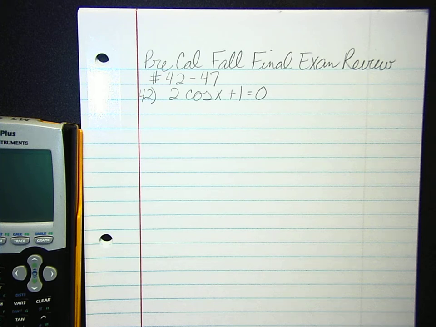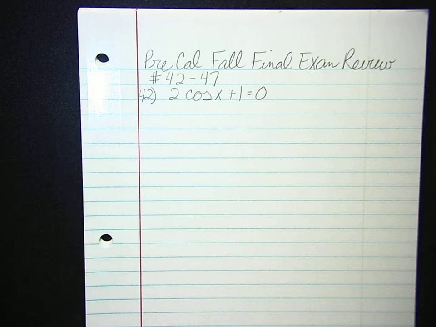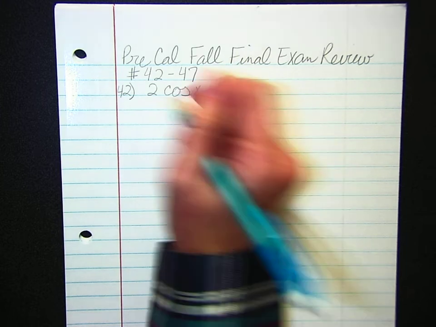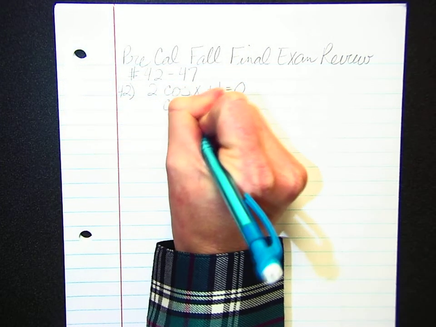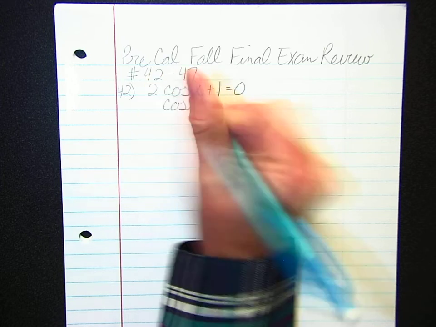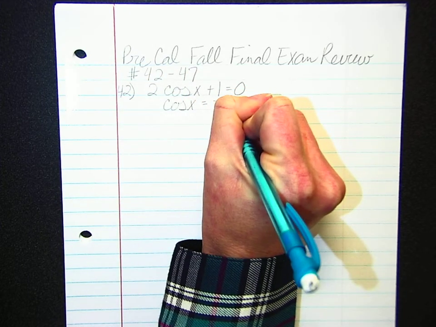In this video, we're going to start with number 42. So 42 is asking us to solve this equation. On this one, they don't give us any restrictions between 0 and 2 pi, so I'm going to solve this for all solutions. I'm going to start by subtracting over my 1 and dividing by my 2. So that'll be negative 1/2.